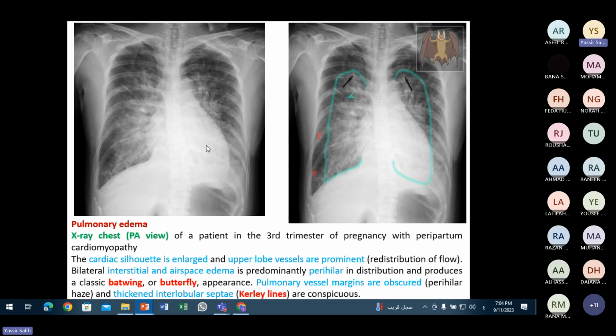How about the heart shadow? Is it normal or abnormal? Abnormal. Yes. What abnormality, concerning what? Concerning the size, is it normal? Enlarged. Enlarged heart shadow. Now, do you see any opacity? Abnormal opacity?